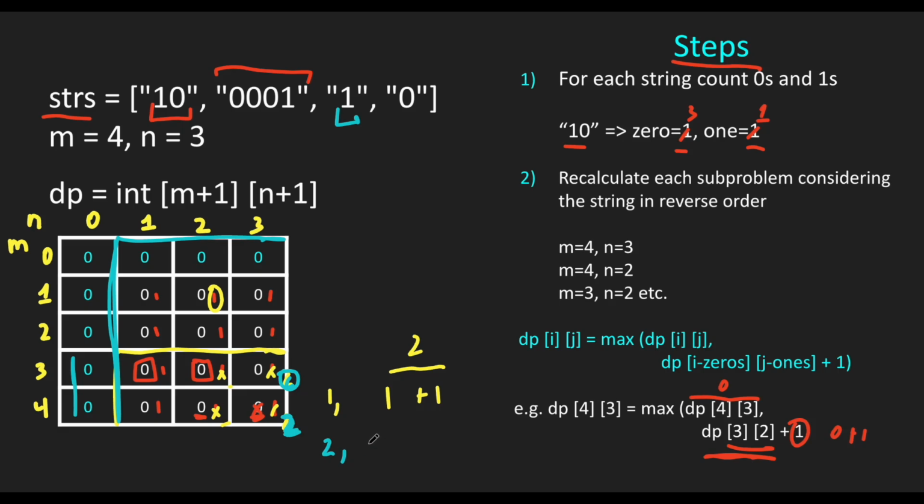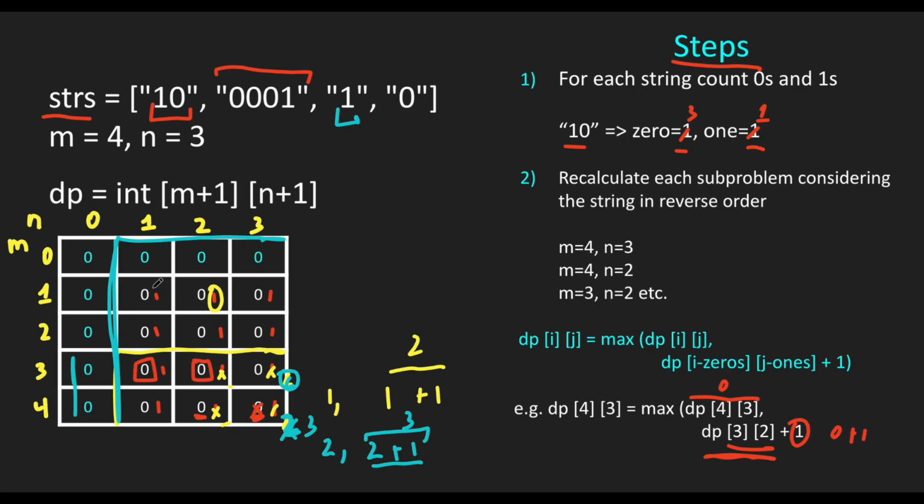So 2 plus 1 gives us 3, which means that the max value here, we are updating that to 3. I hope now it's clear. So what we are doing here is again considering each string and recalculating every subproblem, moving backwards. Why are we moving backwards?